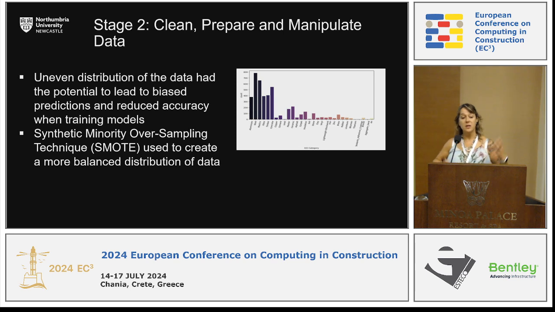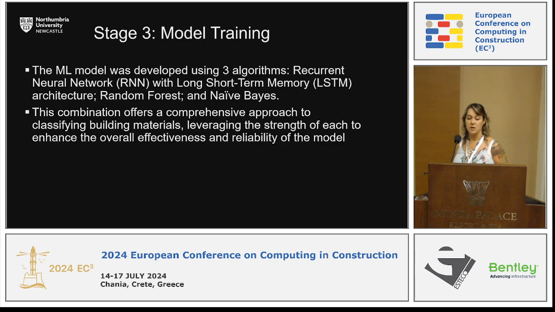Within our overall data set, our data was very unevenly distributed, which could have led to biased predictions, and we wanted to avoid that. So we used a technique called synthetic minority oversampling technique, or SMOTE for short. And all that does is create a more evenly distributed data set, so that we're not working with uneven data.